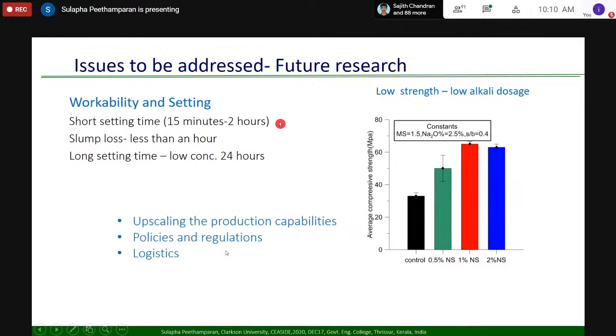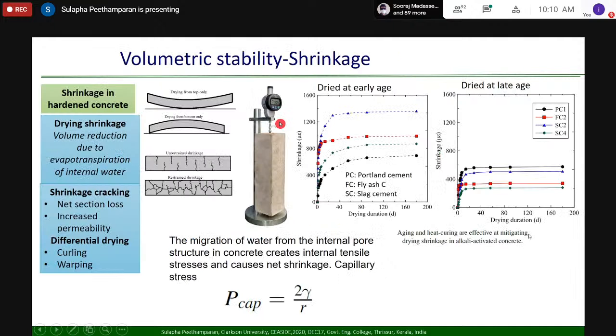We need to upscale, making a large amount of concrete. We need to put in place regulations, policies and logistics to make this concrete. Also, you can go with a very low dosage of the alkali, but sometimes you may not get enough strength. So you can use additional processing using other techniques like nanotechnology, using nanomaterials. You can enhance the strength significantly with a low concentration of the alkali. That is also an option.